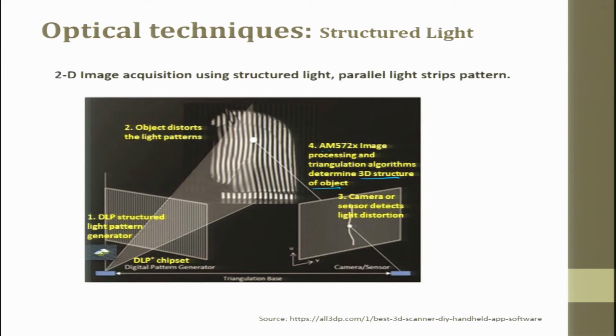So, you have the DLP structured light pattern generated from here, passes through a chipset or a mask, and then this is projected onto the object which is white in color. Okay. And then this is captured by a camera. The camera has software wherein it does triangulation techniques and acquires the data.